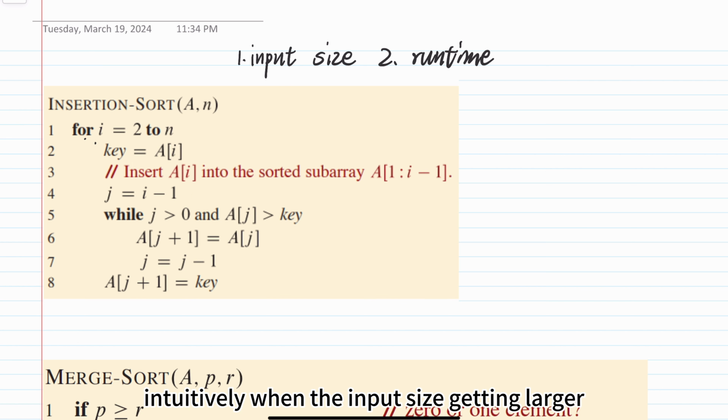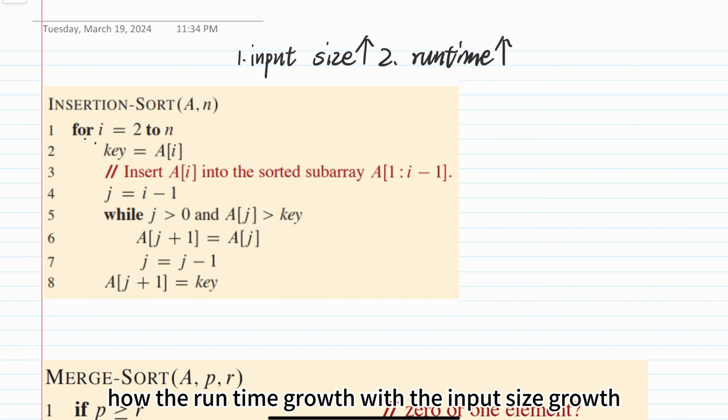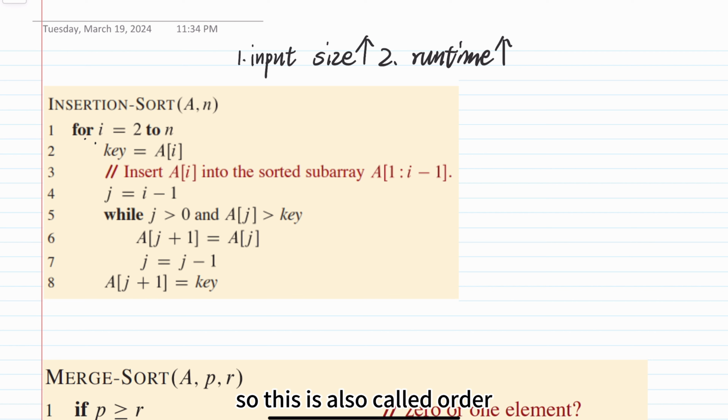Intuitively, when the input size gets larger, the runtime will also get larger. We want to know how the runtime grows as the input size grows. So this is also called the order of growth.